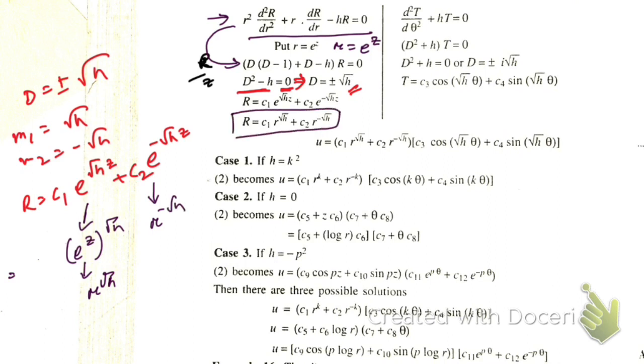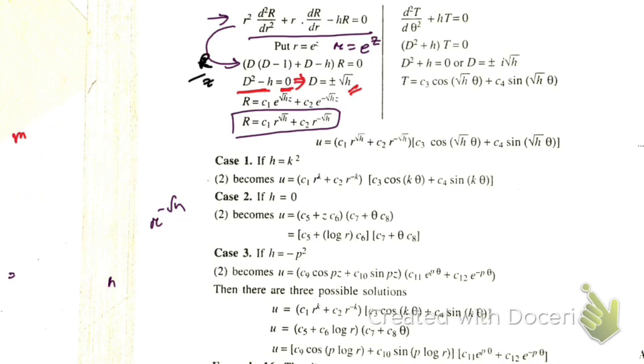Here you see, this is what. So now let me clean this. So this is here. Let me write here. If you can't recognize, then this is the answer, right? c1 r to the power root h plus c2 r to the power minus root h. That's what we're going to have.